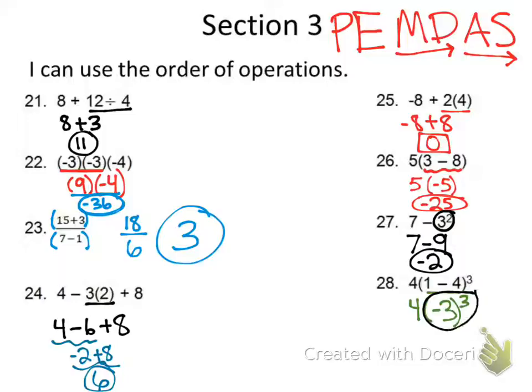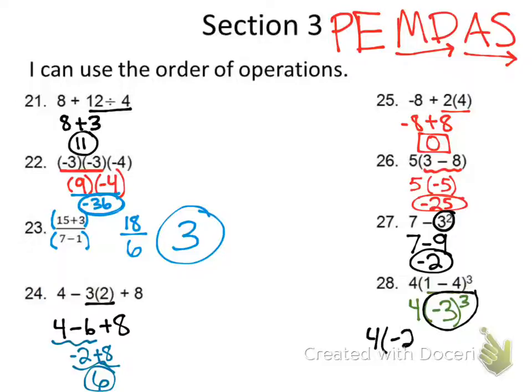Now this is kind of tricky. We haven't looked at a lot with the 3 as the exponent. What does that mean if there's a 3 as the exponent? It's cubed. What does that mean to be cubed? Yeah, you're multiplying negative 3 three times, which is negative 27.